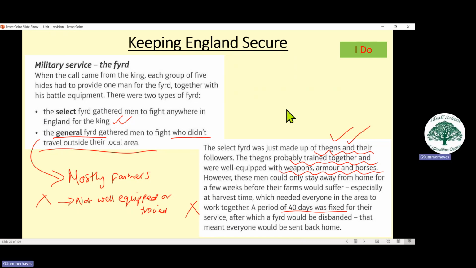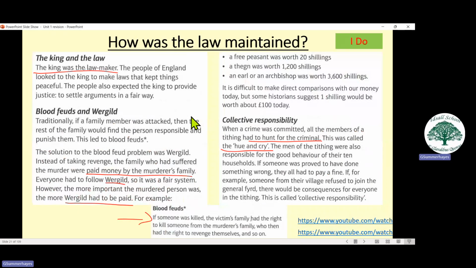So that's military or law. The king made the law. We know that he made the law however he wanted to. He could have asked the Witan for advice, but he didn't have to follow it. So he was also expected to settle arguments and give justice out.